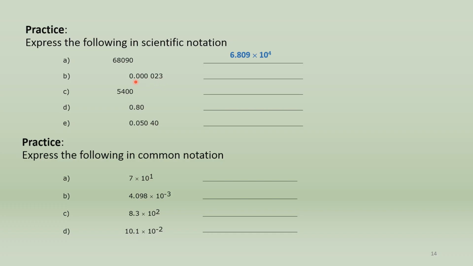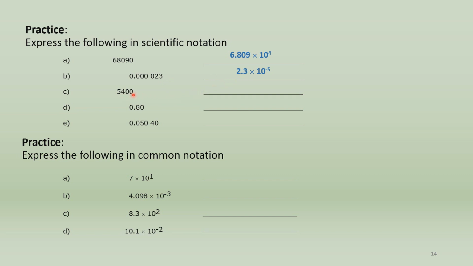0.00023, we will have to move the decimal over 5 places to the right. So we're going to have 10 to the minus 5 as the exponent. This number is less than 1. It should have a negative exponent. And therefore it's 2.3 times 10 to the minus 5.